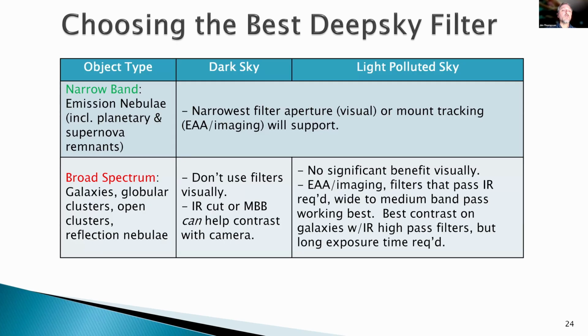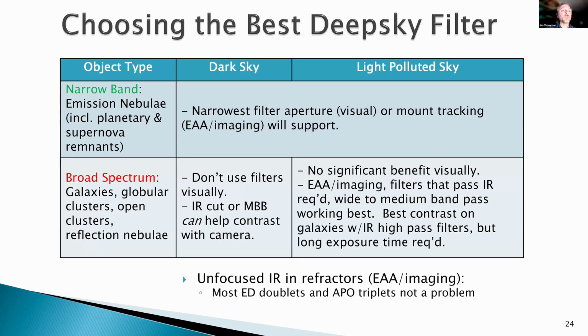I have one additional thing to note about trying to image in infrared using a refractor. Most ED doublets and APO triplets are okay, but achromats do not do well focusing IR light along with the visible spectrum, resulting in fuzzy bloated stars. The same is true for many camera lenses. For these types of optics, you can see a large improvement in your images by using an IR cut filter.